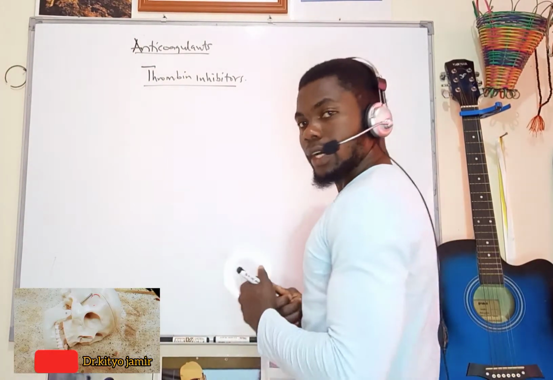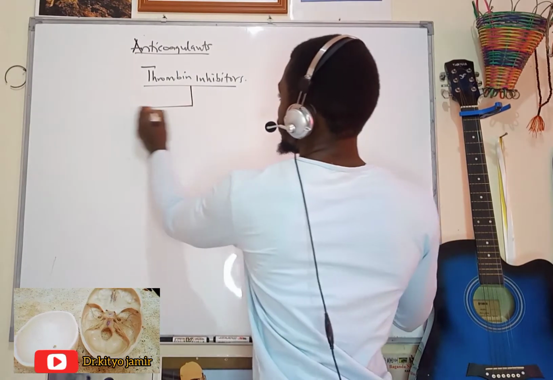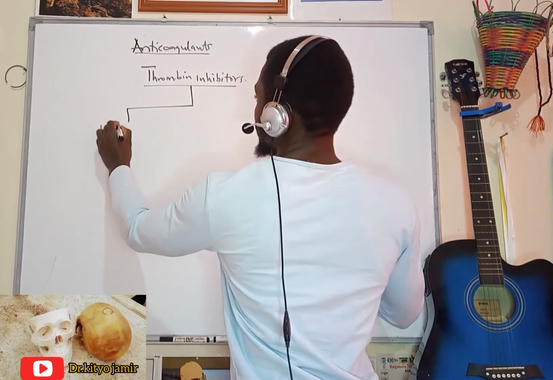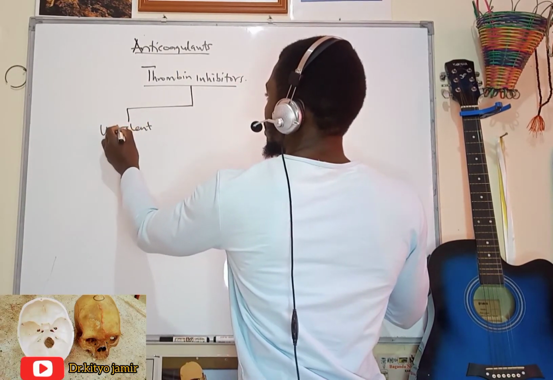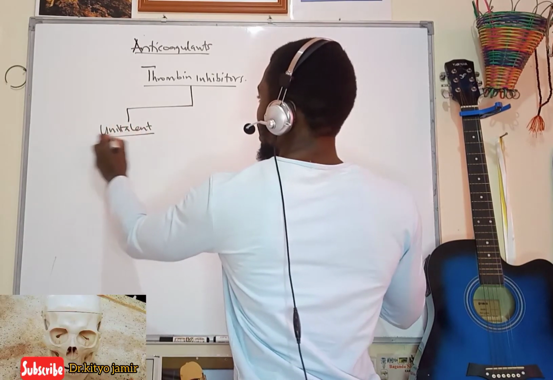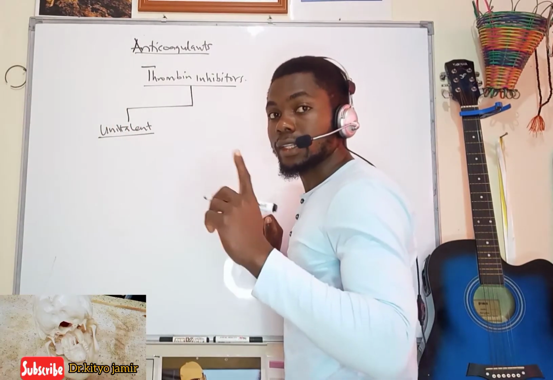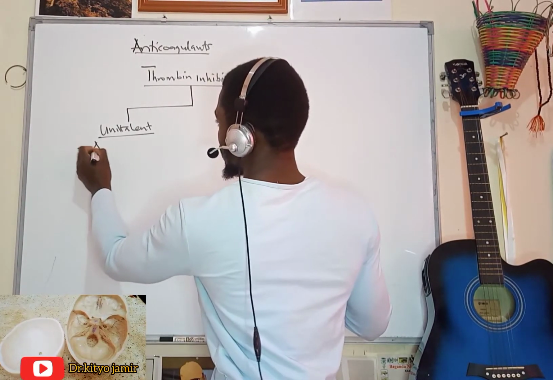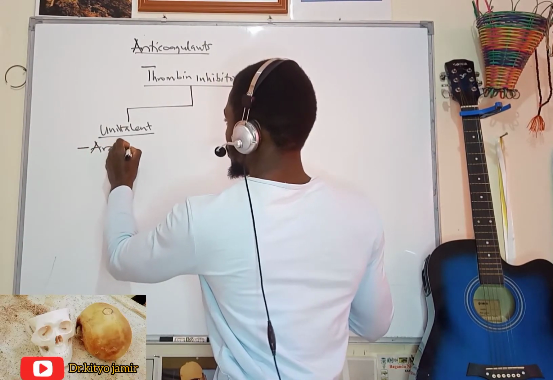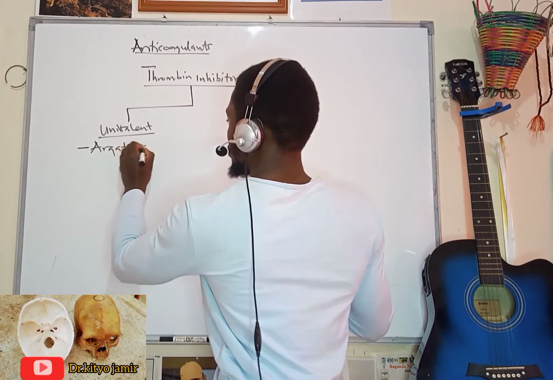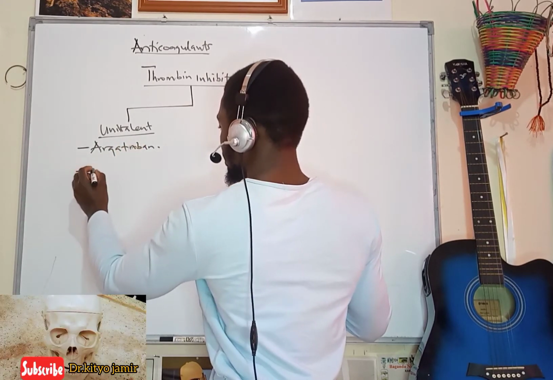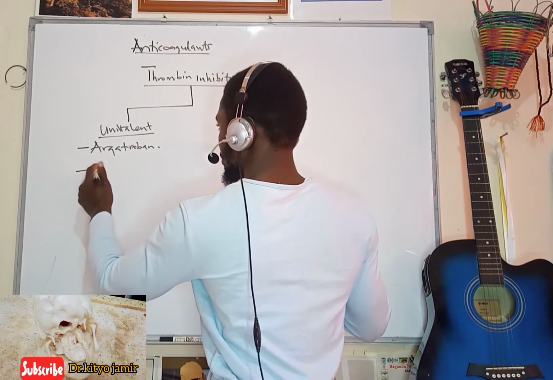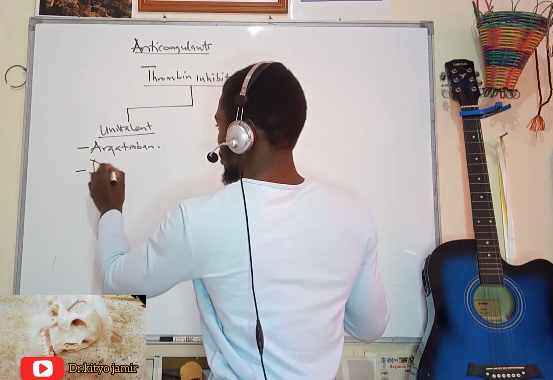And these ones are divided into two. We have those ones which are univalent, and this one binds on only one active site of the thrombin. And these ones we have argatroban and dabigatran.